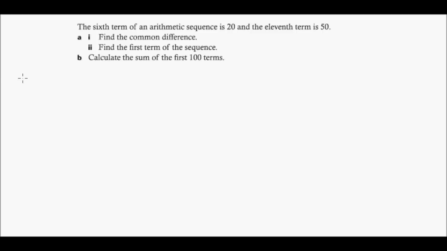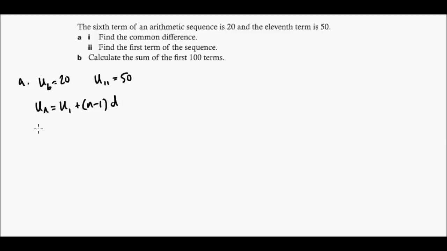Okay, no problem. So this is a very, very typical problem on an IB test. And what you just have to do is you have the sixth term is 20 and you have the 11th term equals 50. Okay, now we can just sub this into the equation. So remember our equation, which is the nth term equals the first term plus n minus 1 times d.